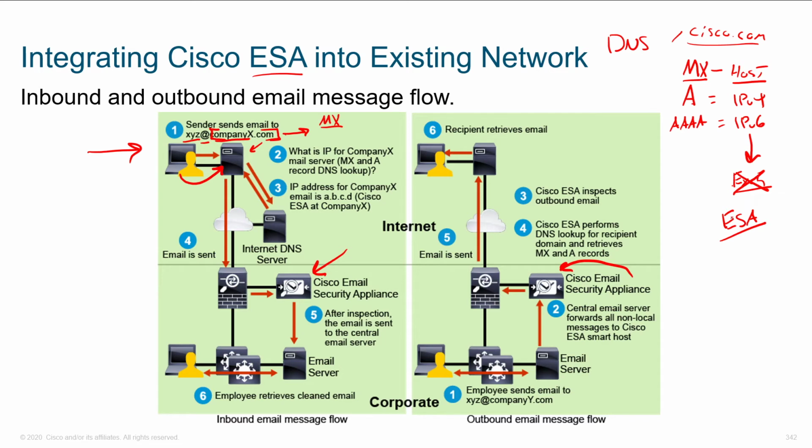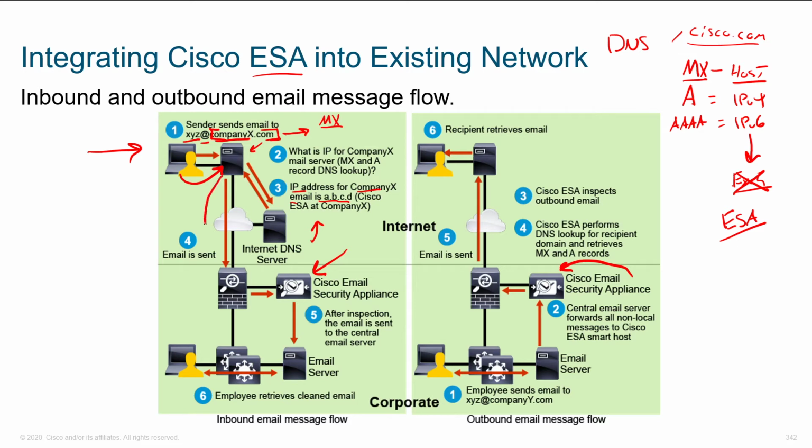Just like we would do with the web server, right? You point the web server a lot of times to the outside interface of your firewall, and then your firewall NATs that traffic to the inside. This is going to look very similar, and remember that you're going to have a firewall, most likely, in the mix here. So here we see step 3, the IP address for company X's email server, a.b.c.d, which is actually the ESA, is going to be returned to their mail server.